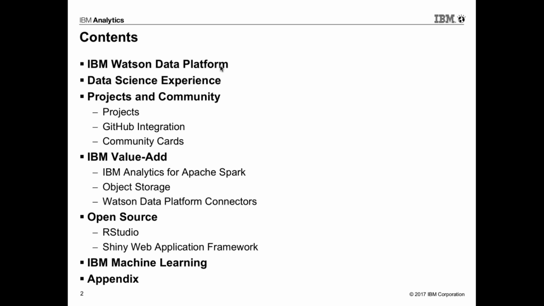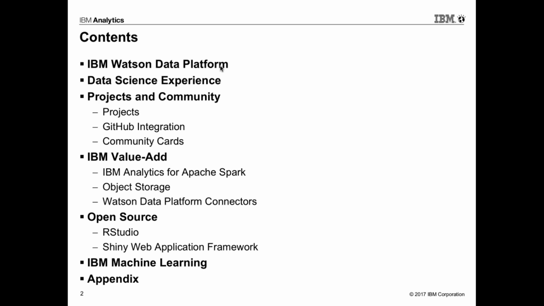And then there's a GitHub integration, and then there are community cards. By community card, I mean we have tools where we can integrate the code from community members who are developing their predictive models or any kind of models, and we can train and deploy them in this platform. Then there are IBM value-added services on it. There's Apache Spark for IBM Analytics, object storage, and there are connectors to Watson Data Platform.